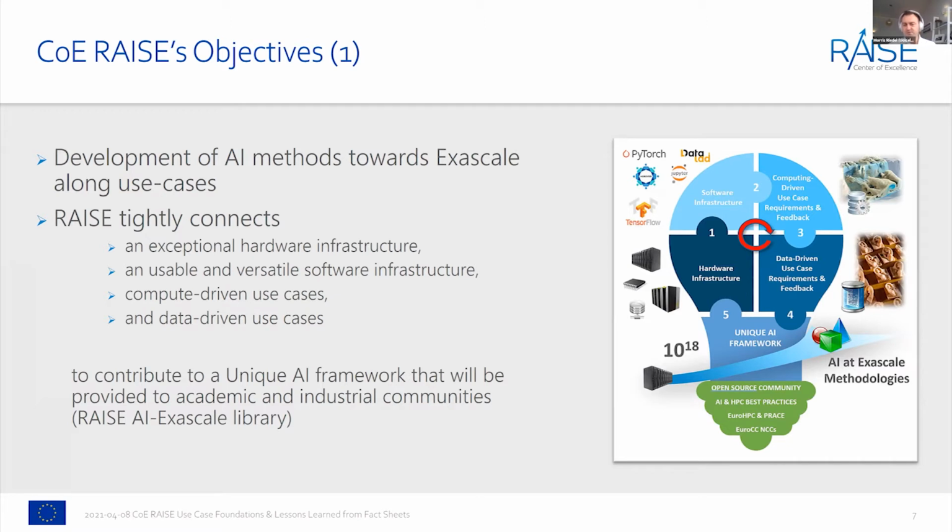In the end, what we want to achieve is something we call at the moment a unique AI framework. This is a loaded word, I know. You would say it is not really reinventing the wheel. It would be a library that really consists of open source community tools, of best practices we already have. Things like parallel IO will be considered. And of course, it needs to be and will be well embedded in EuroHPC and PRACE, and also as part of our national competence centers in EuroCC.